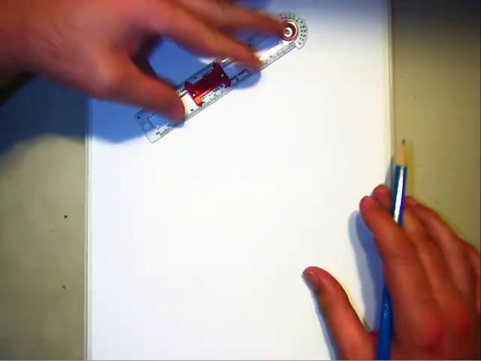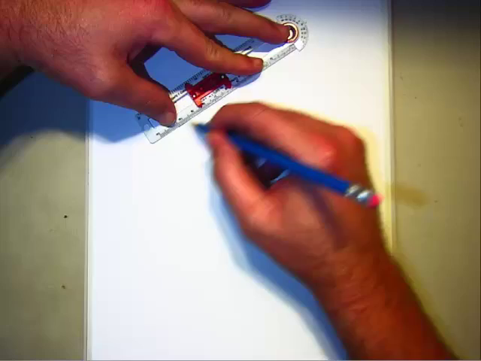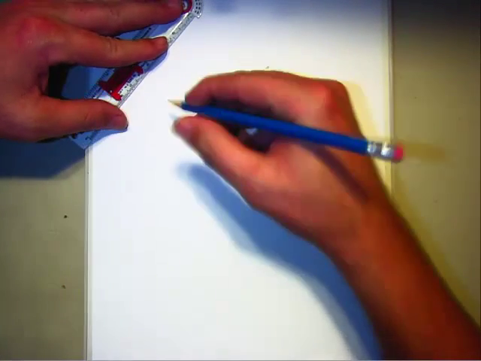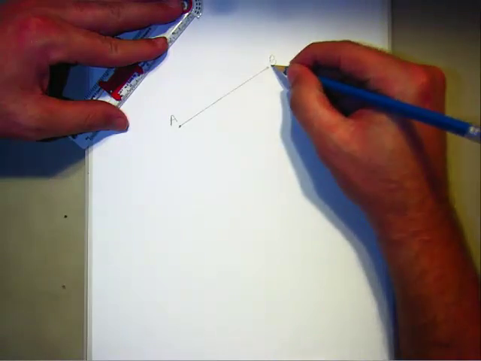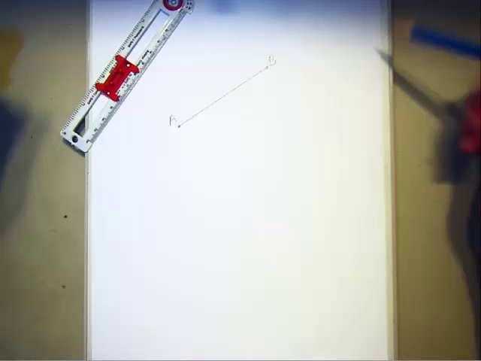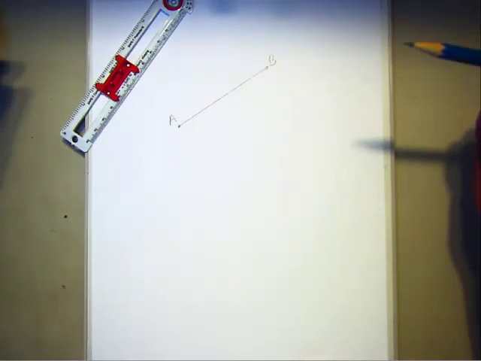Okay, what we're going to do is review how to do a couple of our constructions. The first one we're going to do is copy a segment. So I'm going to start by drawing a segment. I'm going to even label it segment AB. And what I'm going to try to do is draw another segment that's exactly congruent to this one. In other words, their lengths would be equal.